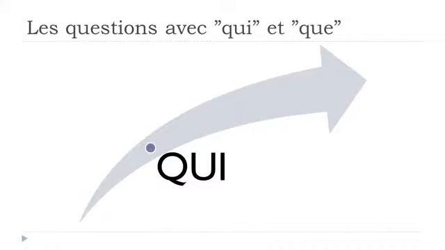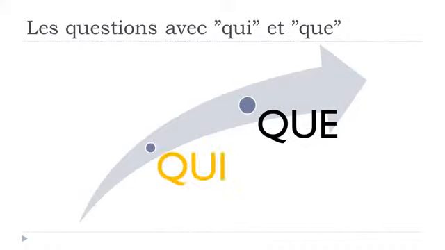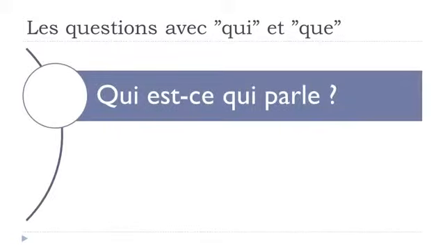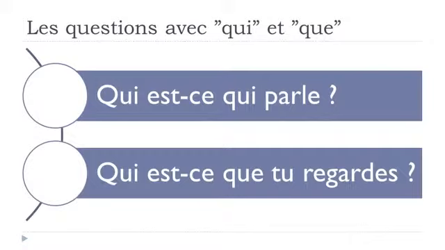So we'll first start with qui, and then after that we'll see que. All right? So the first thing, qui, and it's starting right now. Qui est-ce qui parle? So it's a question, okay? Qui est-ce qui parle? Second example would be, qui est-ce que tu regardes? Okay, so the first one, qui est-ce qui parle? And then, qui est-ce que tu regardes?